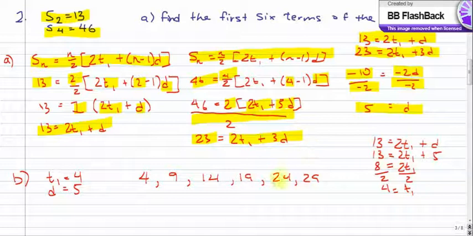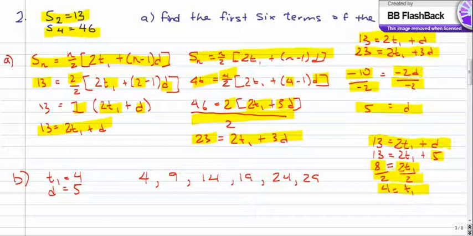So now we know the common difference, and we have to look for the first term, because without the first term we don't know what the first 6 terms will be. So we'll use one of our equations. I've decided to use 13 equals 2t1 plus d. Fill in the missing part now that it's d, which equals 5. Now subtract 5 from both sides, which means that 8 equals 2t1. And now we have to isolate for t1. So divide both sides by 2, giving us the first term of 4.